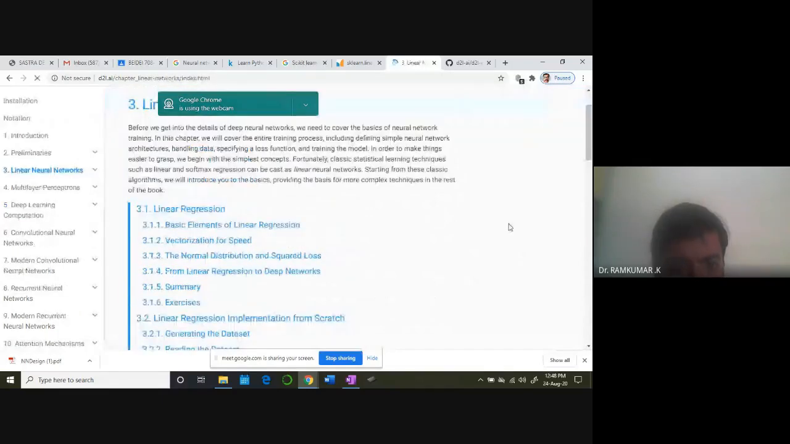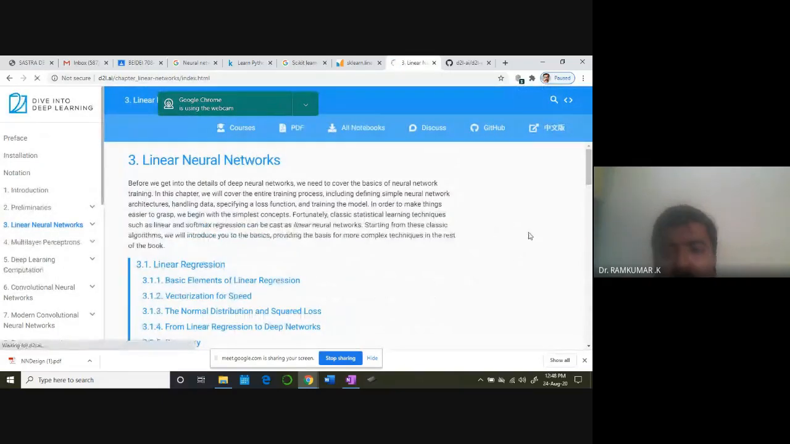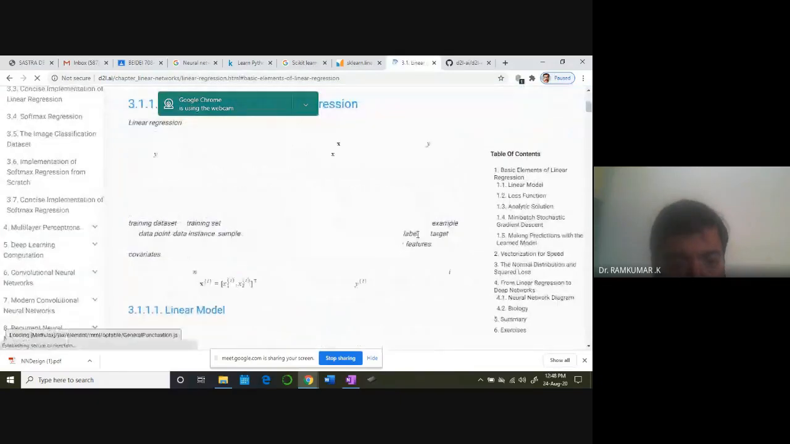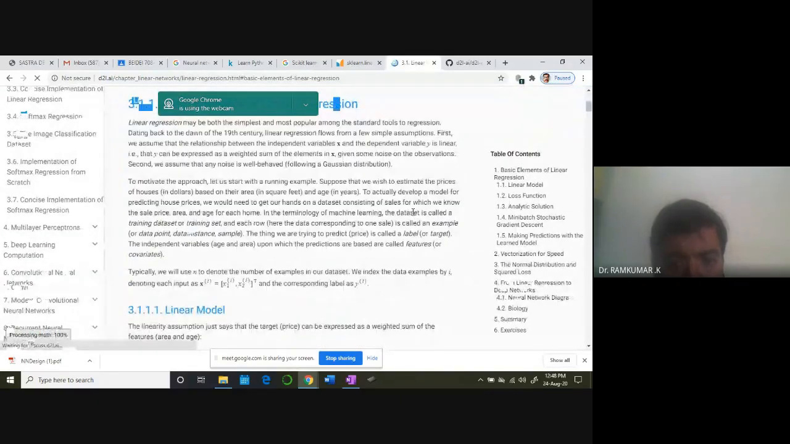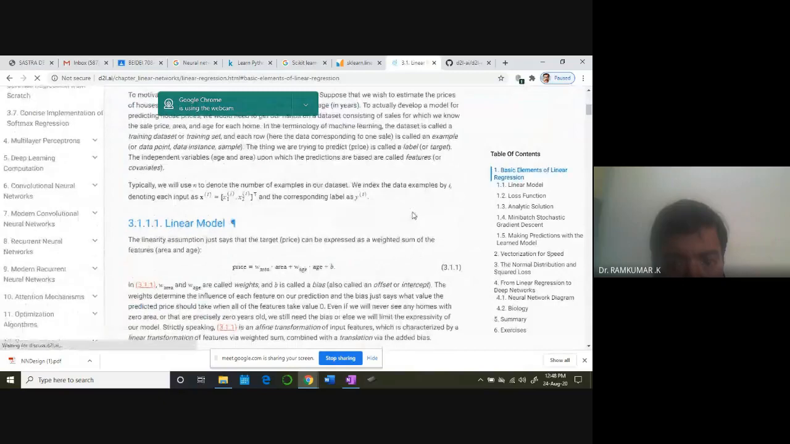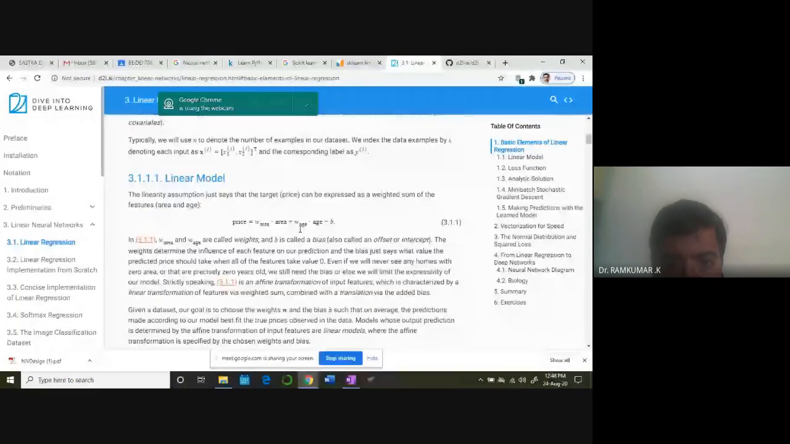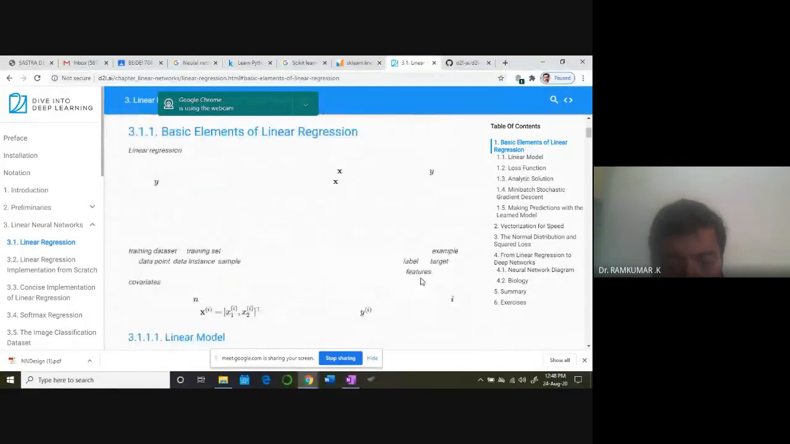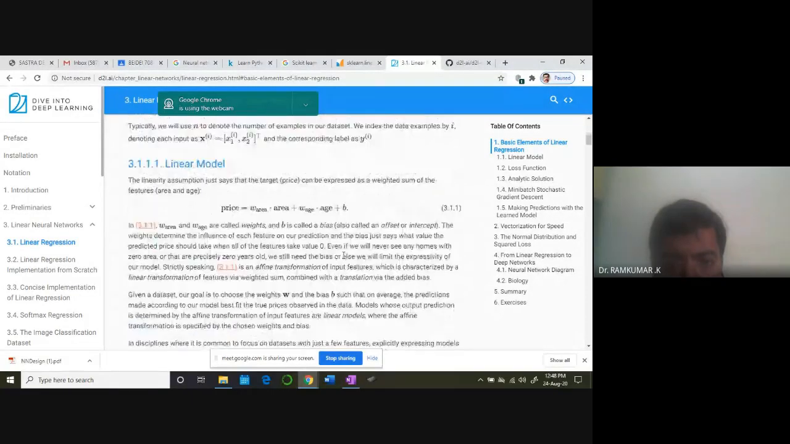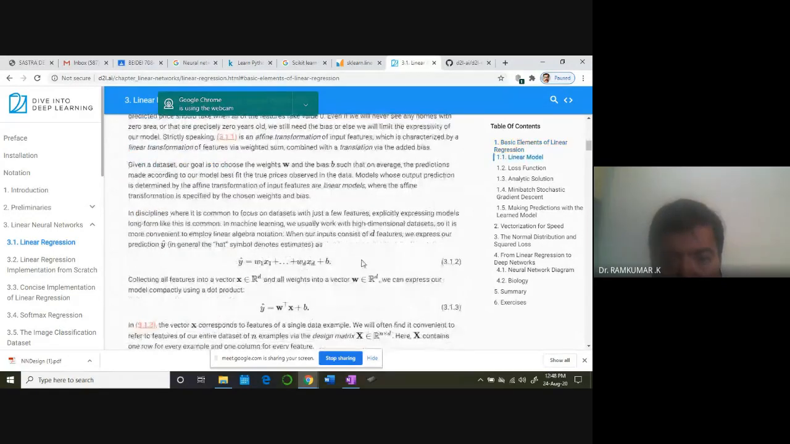Linear neural networks. Okay, we'll start with these basic elements. See here, in this book the linear model is explained first. Then the linear model is given. See the right, whatever we are seeing now. These are all the features: area and the age. They are the features. These are all the weights, and this is the price. Based on that, this is the kind of model we are talking about.